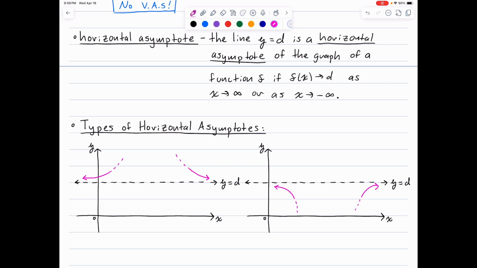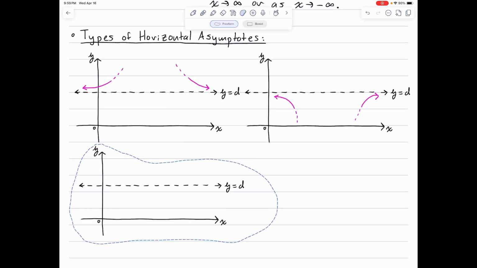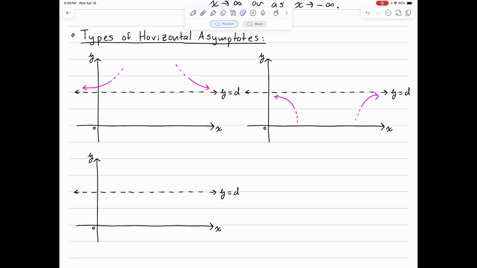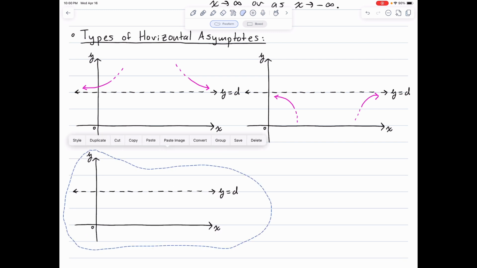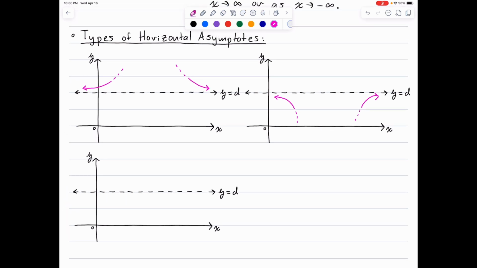They're both coming from the bottom, and they're both approaching y equals d. All right. Next, we'll put this one here. This one, as it goes to the left, it's approaching from the top. But as I'm going towards the right, it's approaching from the bottom. Right, and we don't know what goes on in the middle.